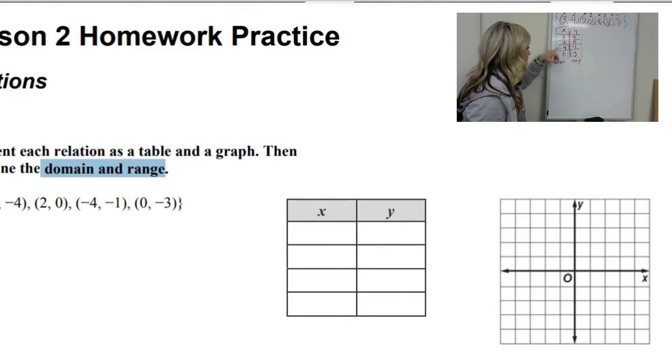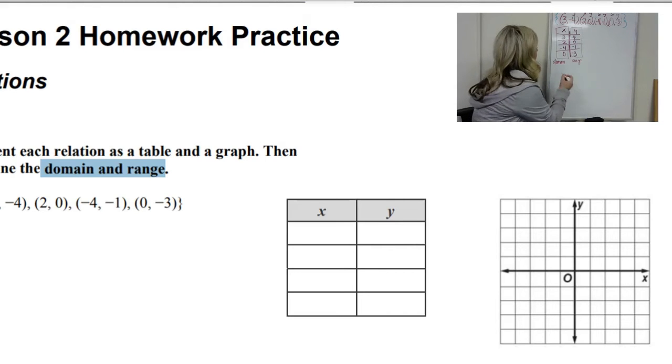So the domain are all these, and they like them to be in order from least to greatest, okay? So it would be -4 for our domain, 0, 2, and 3. This would be our domain, and then our range would be in order from least to greatest. -3 is smallest, -1, 0. Oh, I forgot -4, y'all.